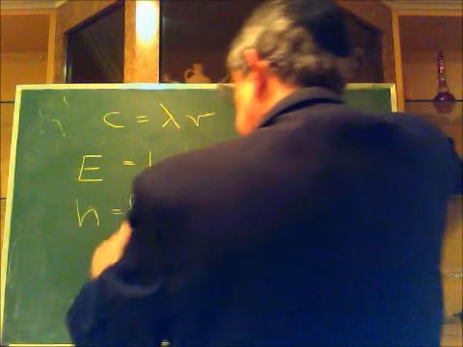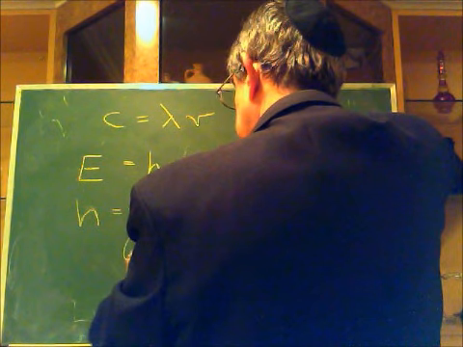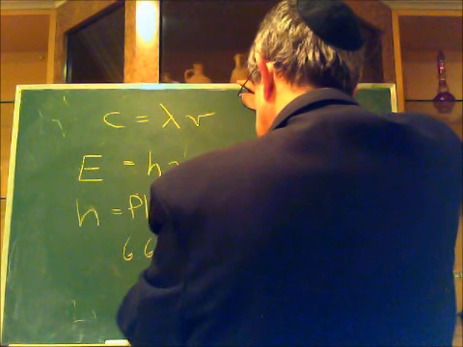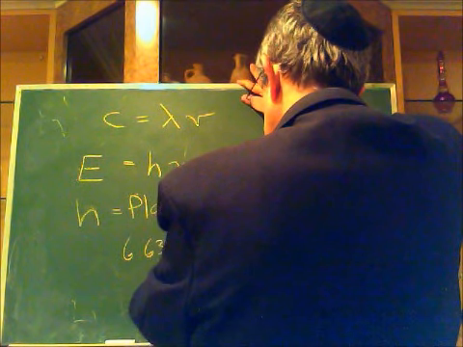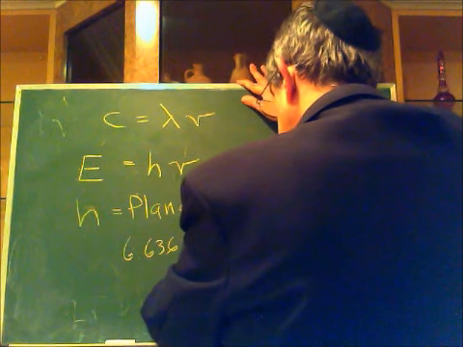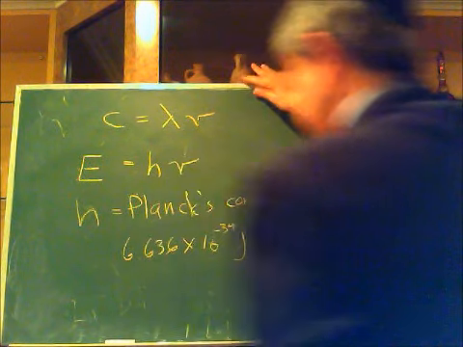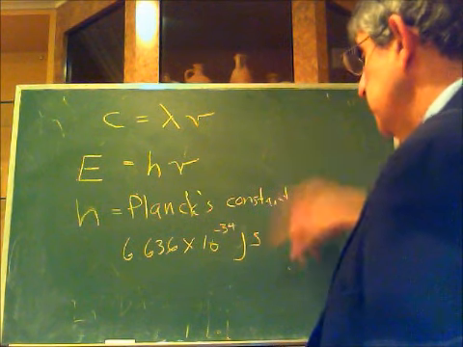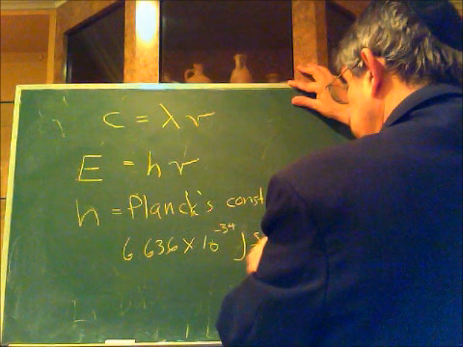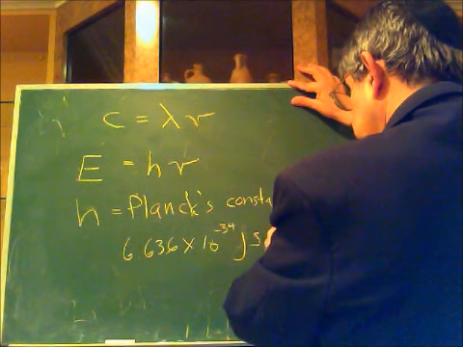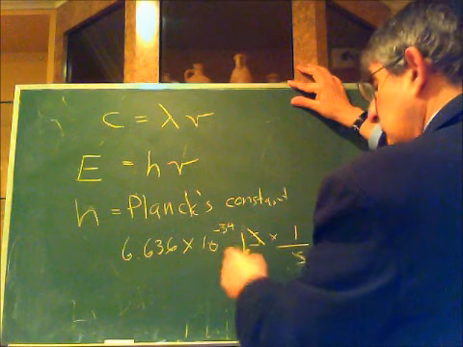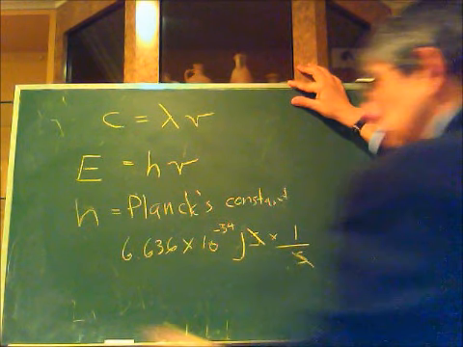And this has a value of 6.636 times 10 to the minus 34th joule seconds. A joule is a fundamental unit of energy. So when we want to find energies, if we take joule seconds and multiply that by frequency, which is reciprocal seconds, 1 over seconds, the seconds will cancel out, and we're going to be left with the energy in joules.